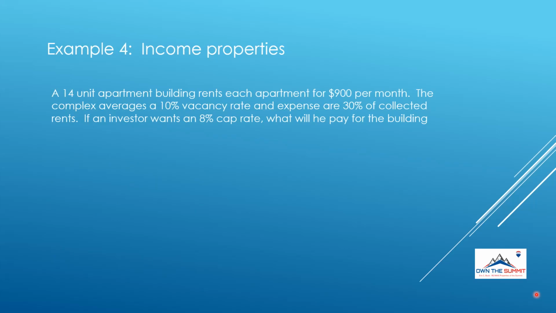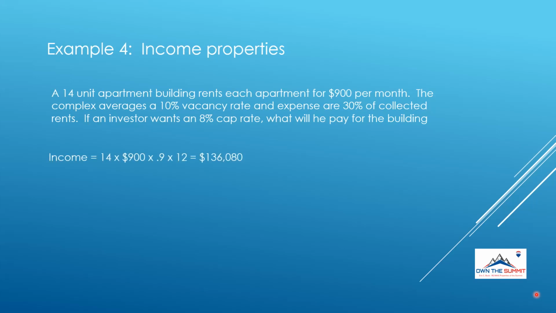Income properties, another example. A 14-unit apartment building rents each apartment for $900 per month. The complex averages a 10% vacancy rate, and expenses are 30% of collected rents. If an investor wants an 8% capitalization rate, what will he pay for the building? Well, first we got to figure out what the part is. That is, what's the income of the building.